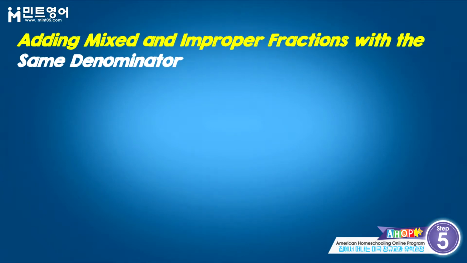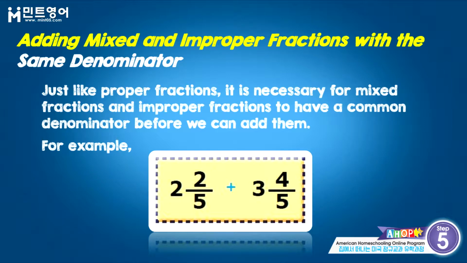Adding mixed and proper fractions with the same denominator. Just like proper fractions, it is necessary for mixed fractions and improper fractions to have a common denominator before we can add them. 적절한 분수처럼 우리가 그것을 더하기 전에 혼합 분수와 부적절한 분수를 공통 분모를 갖는 것이 필요합니다. For example, 예를 들어서 2와 5분의 2 더하기 3과 5분의 4를 의미하는 것입니다.